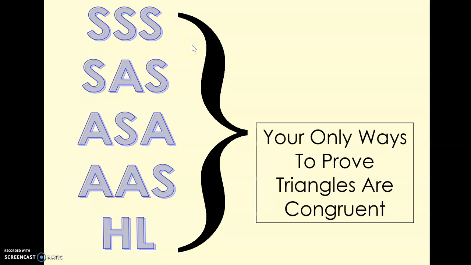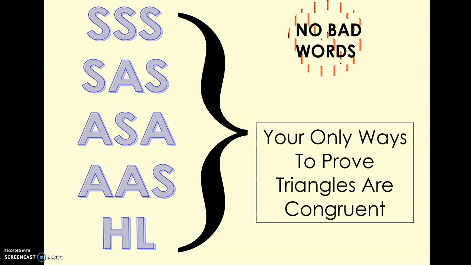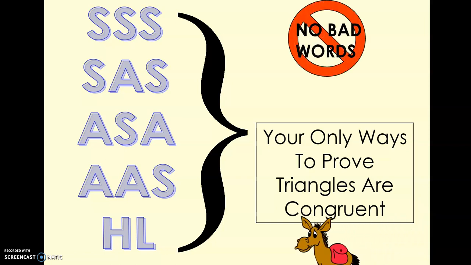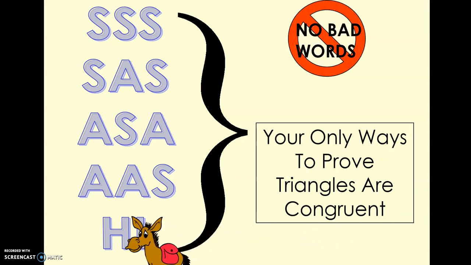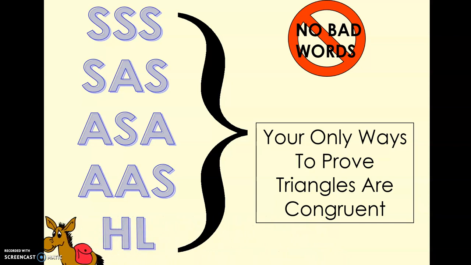The other one that you should notice isn't here is angle, angle, angle. And that's because angle, angle, angle shows that triangles are similar, not that they are congruent. So angle, angle, angle does not work either. So here you go. No bad words, and I'm hoping you understand the purpose of that donkey down there.